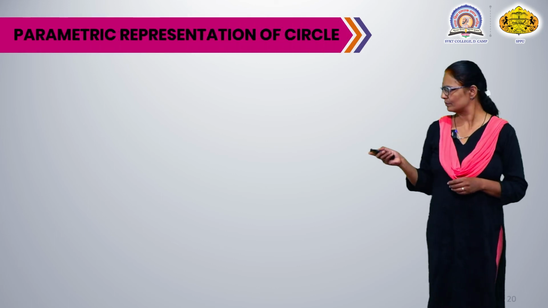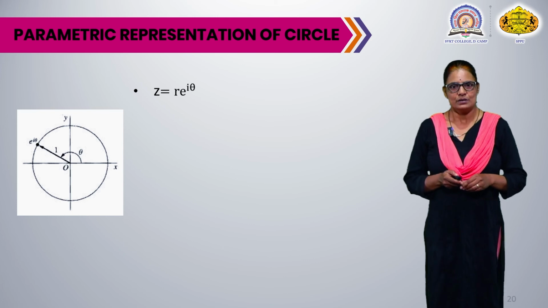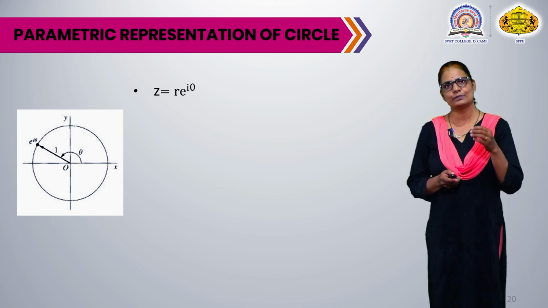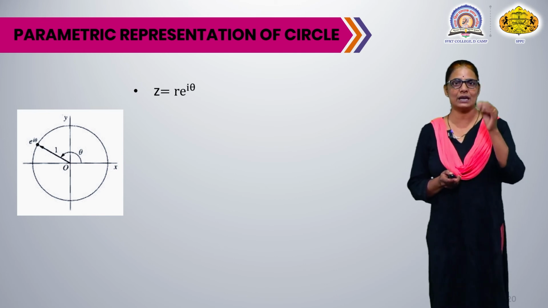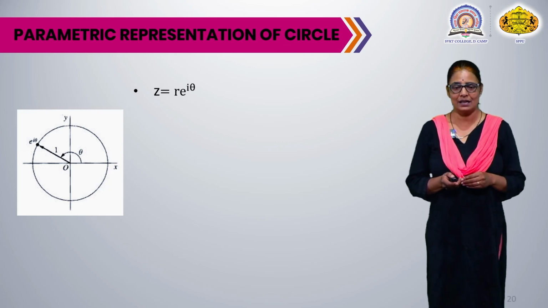Next part is, let us see how to write the equation of a circle in the complex plane by using the parametric form. For that we consider the complex number in exponential form. So z equals r times e raised to i theta. If we put r equals 1 here, z becomes e raised to i theta.